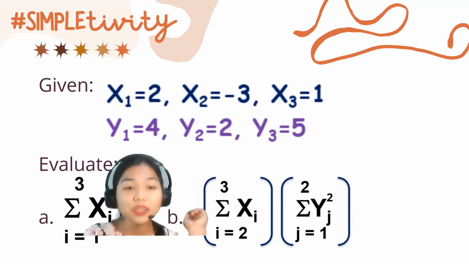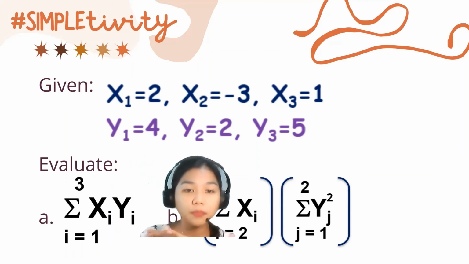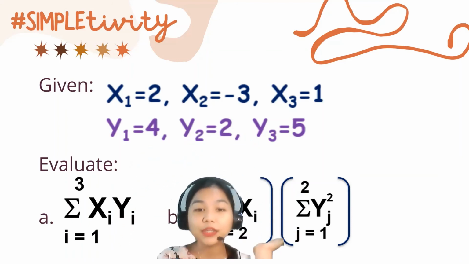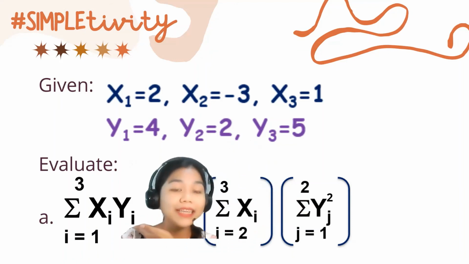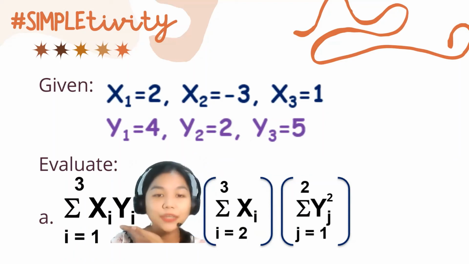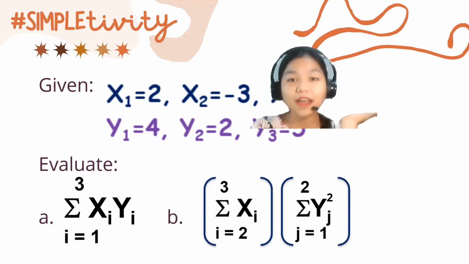So between the two, B and A1, which is the product of sums, we are tasked to get the product of the sums. While for this one, we are tasked to get the sum of the products. Okay, the SOP here and the POS here.